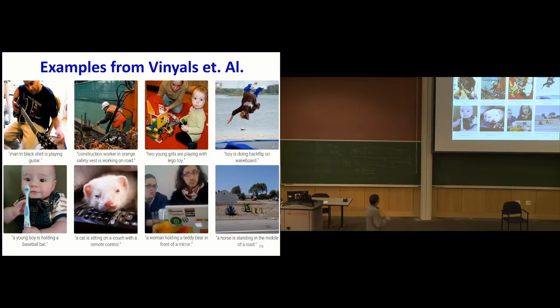Or here, a construction worker in orange safety vest is working on a road. Very true. Two young girls are playing with a Lego toy. Well, I don't know if there's a young girl or not, but the concept is right. Boy is doing a backflip on a wakeboard. I don't know if there's a wakeboard down there, but he's definitely doing a backflip. And it gets things wrong, but it's kind of understandable.